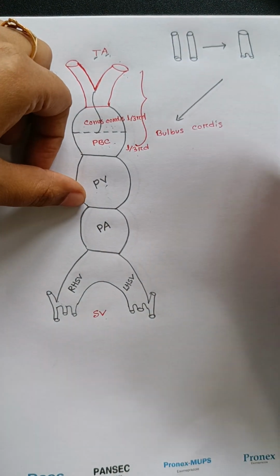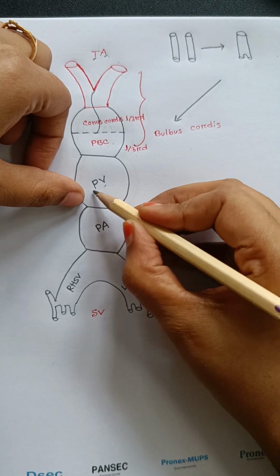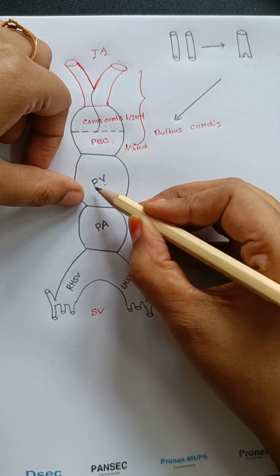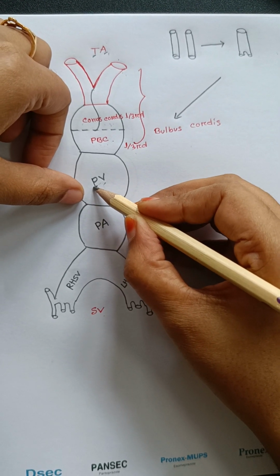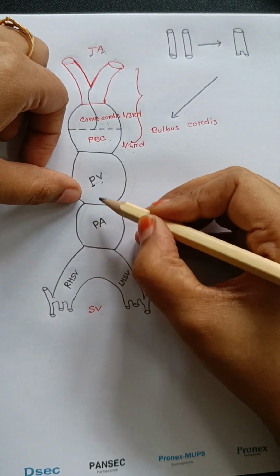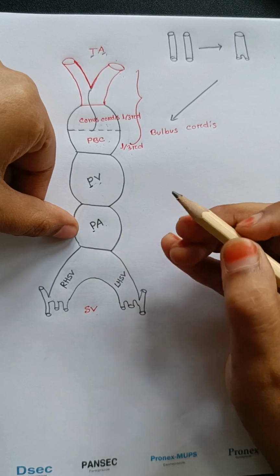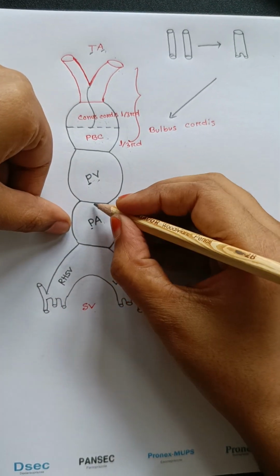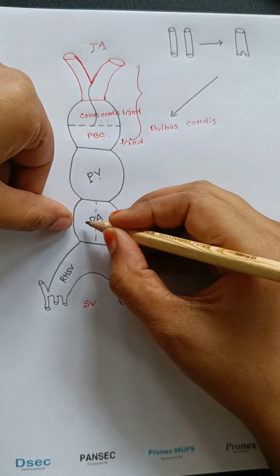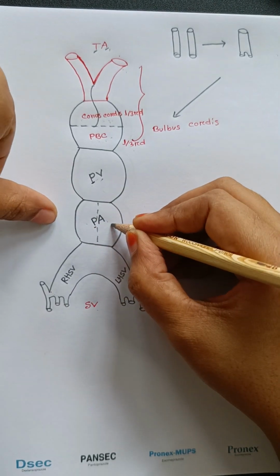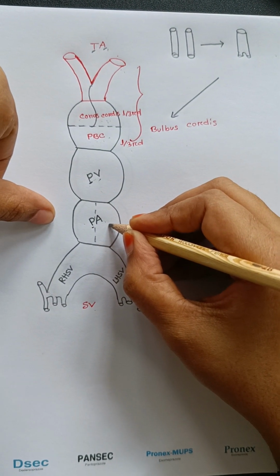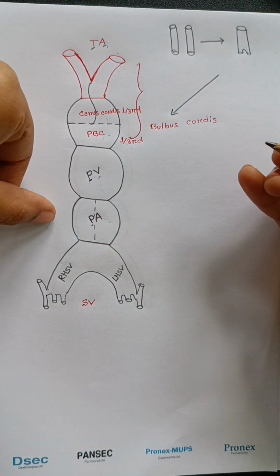Now come to the atrium. Here we should remember a word, primitive. Primitive means, wherever there is primitive, we will remember the rough part. So primitive atrium will develop the rough part of both atria. The right half develops the rough part of the right atrium, and the left half will develop the rough part of the left atrium. So what about the smooth part?